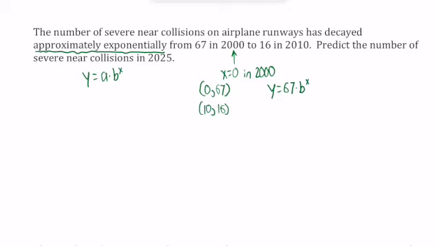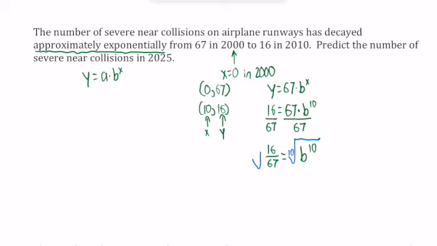Now we'll use our second point to figure out what b is. We'll plug in 10 for x and 16 for y. 16 equals 67 times b raised to the 10th. We divide both sides by 67, and we have 16 over 67 equals b to the 10th. And we take the 10th root of both sides, again focusing on just the positive answer.